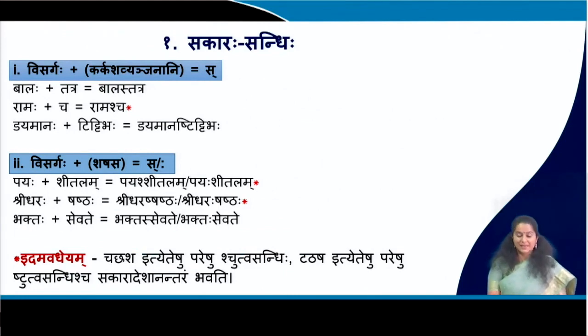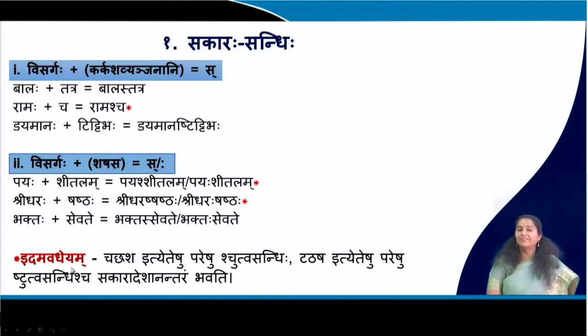Let's look at some examples. Tari sakara sandhe kim bhavati? Visarga plus karkasha vyanjanani sa bhavati. Tari balaha plus tatra. What was the rule? The ta before the ta becomes a sa. So balas tatra. Ramaha plus cha, ramascha.